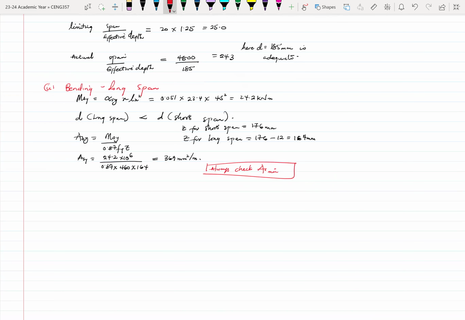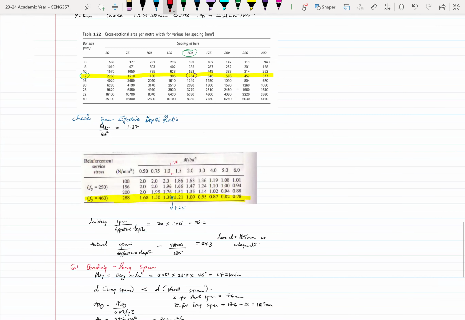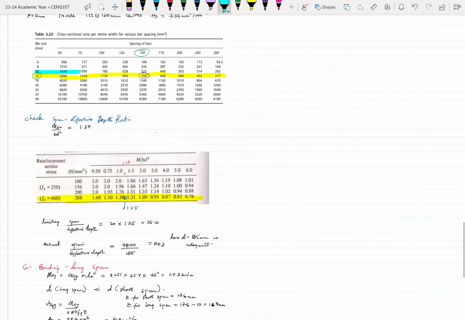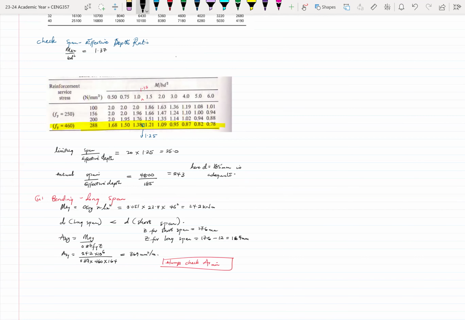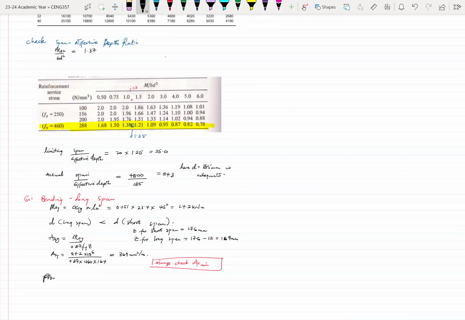So again, we come to the cross-sectional area table. Let's say we are using 200 centers, and in this case we are going with T10. So for T10 at 200 centers, our focus will be on this value, 393 millimeters squared per meter. So provide T10 at 200 millimeters centers, so that our area of steel provided will be 393 millimeters squared per meter.